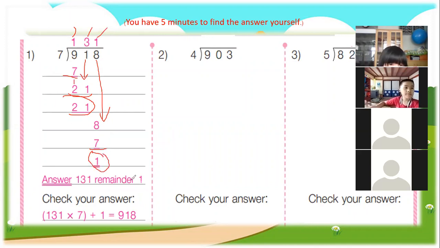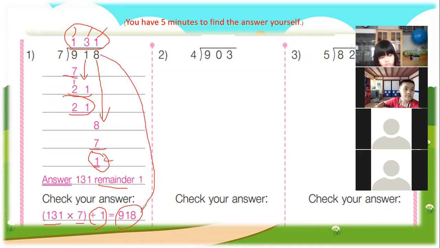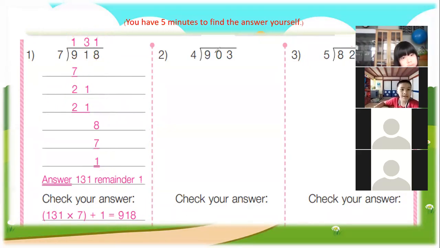So this one is the remainder. Our answer is 131 and the remainder is 1. Now if you would like to check whether our answer is correct or not, 131 multiplied by 7 plus the remainder 1 is equal to 918. So we can see both numbers, the dividend, are the same. That means our answer is correct.